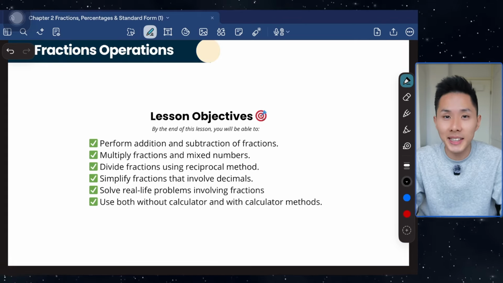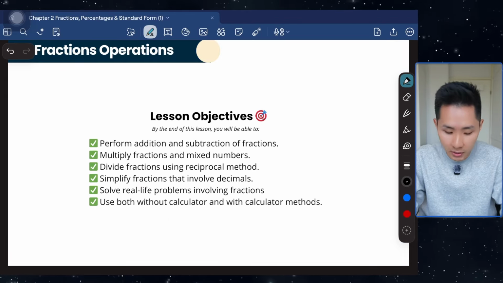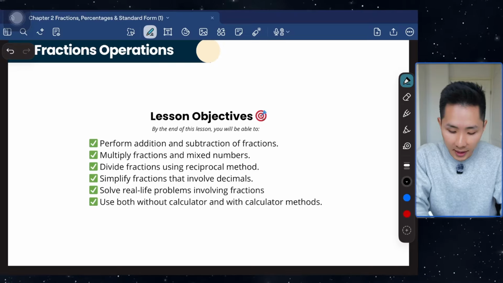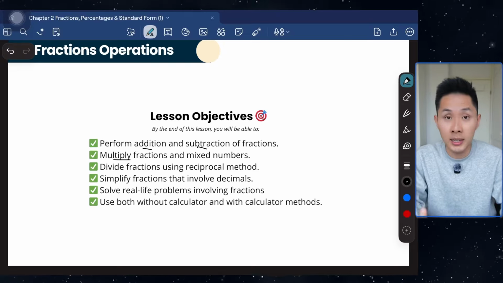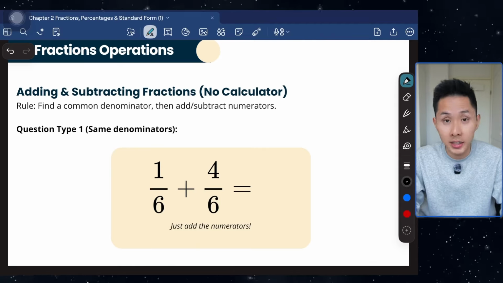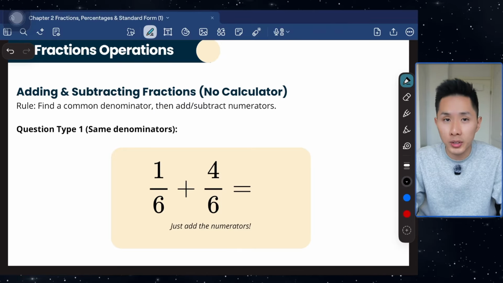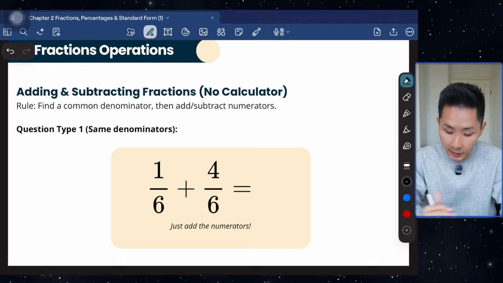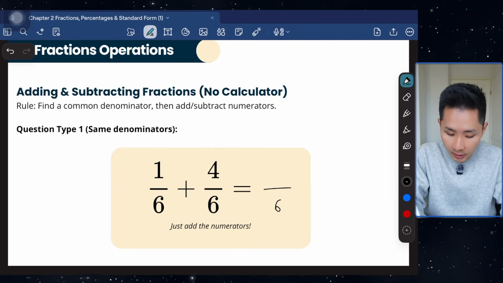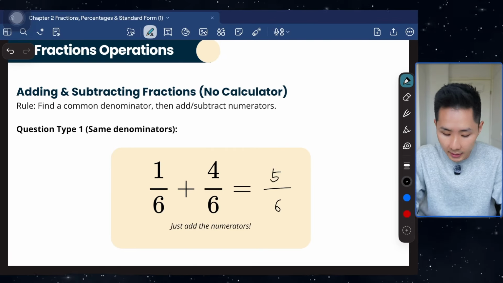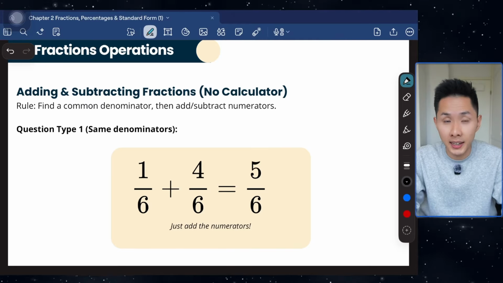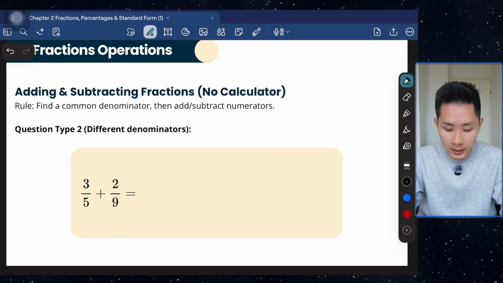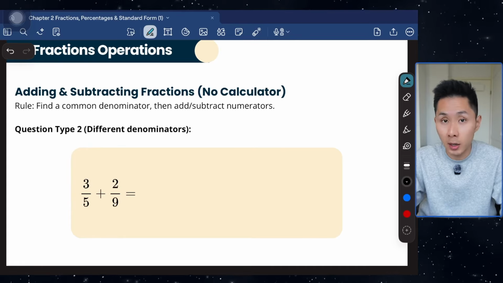Now let's look into the second subchapter, fraction operations. We're going to learn addition, subtraction, multiplication, and division, etc. So first, addition and subtraction. There are 2 question types. The first one is when the denominators are the same. In this case, you can keep the denominator, just add the numerators, and then you will have the answer. The second type of question involves fractions that have different denominators.